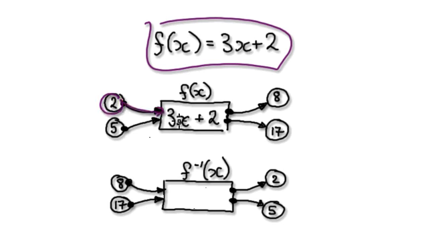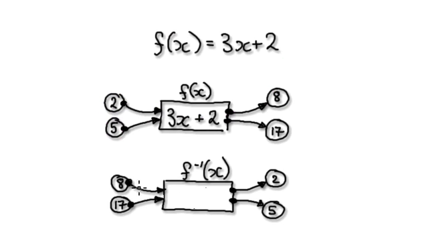If you put the 2 into here, it will spit out the number 8. If you put the number 5 into the machine, it will spit out the number 17. Now, an inverse of a function is that, up here, if you put 2, it will spit out the number 8.